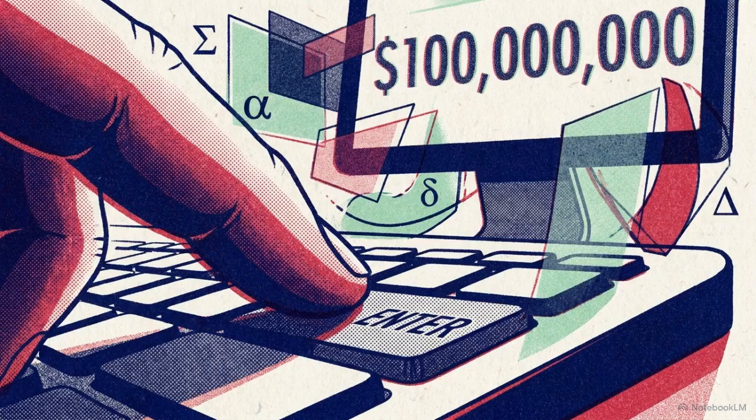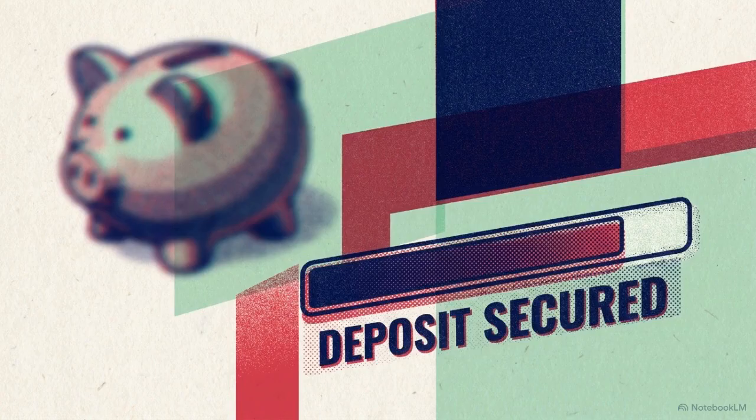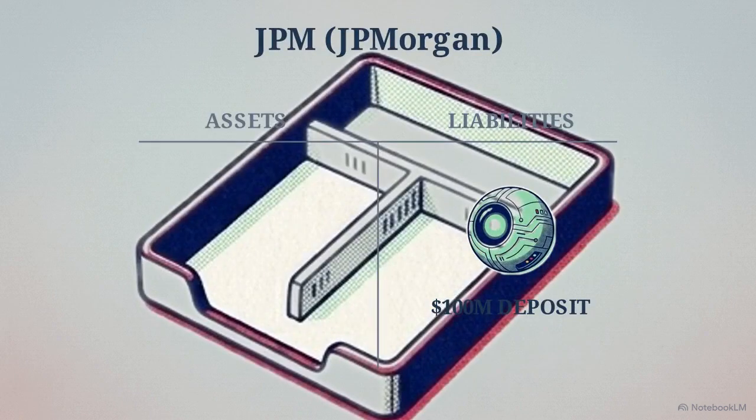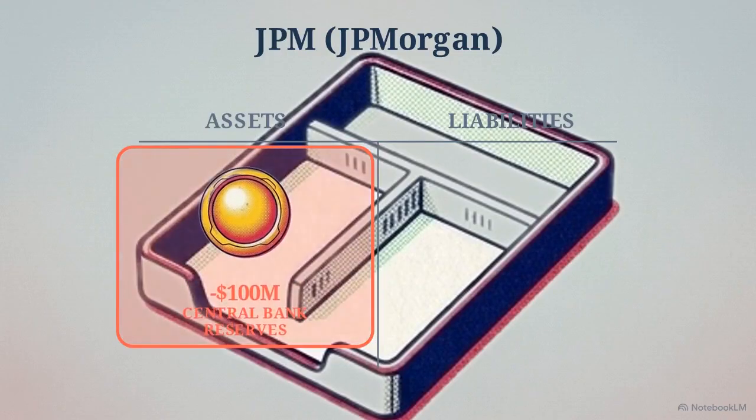Commercial banks are creators of money. In the exact moment a loan contract is signed, a corresponding deposit is computationally born. It is entirely independent of any saver's cash. But that newly created money poses an immediate threat to the bank. When the borrower wires that $100 million to an account at a different bank, the deposit liability leaves JP Morgan. To settle that transaction, JP Morgan must transfer $100 million in central bank reserves to the receiving bank.